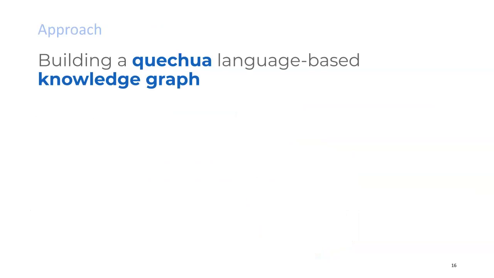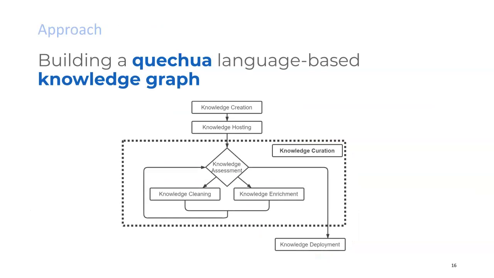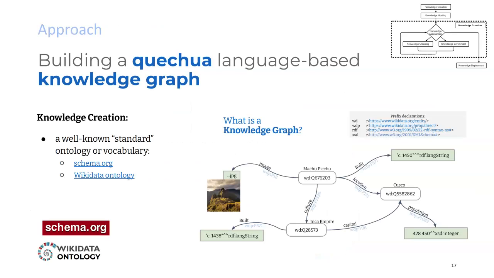How I can do that is first define a process. This process is carefully defined in the book, so you can read it easily. And it starts with the knowledge creation. So how do we start creating knowledge? First, we have to understand what vocabulary or ontology we will use to create this knowledge.